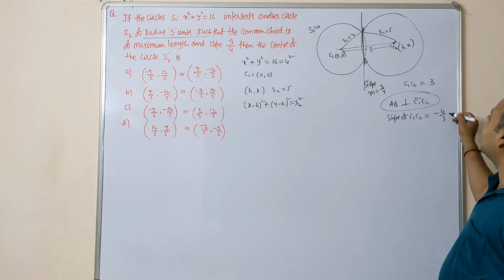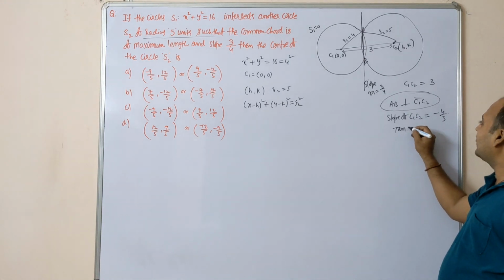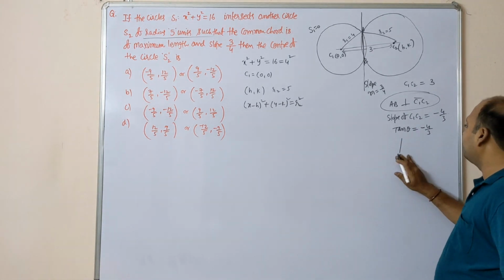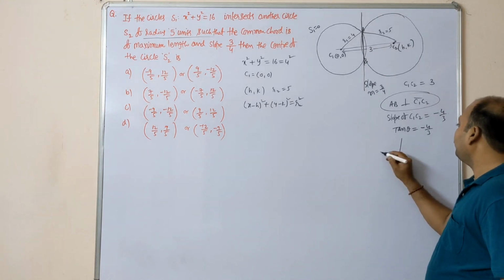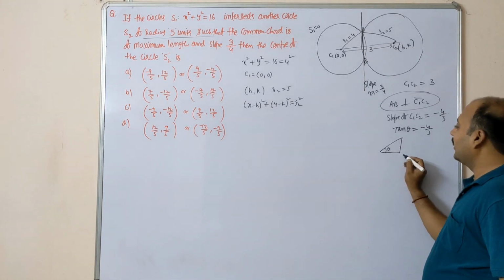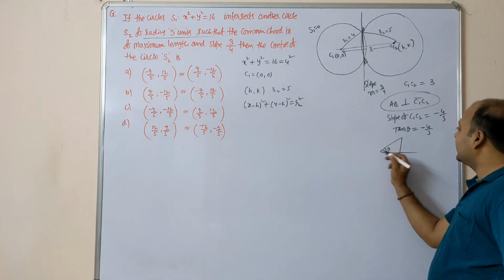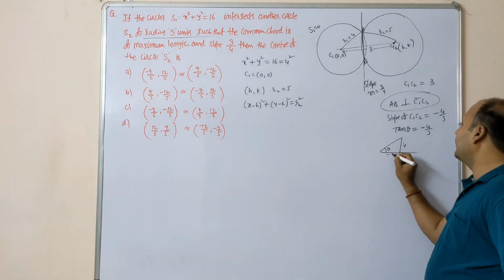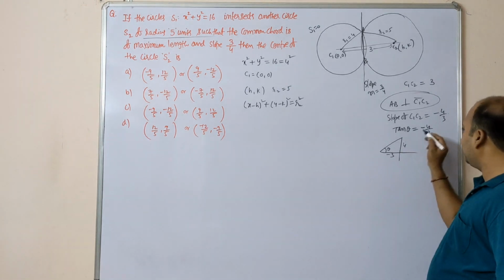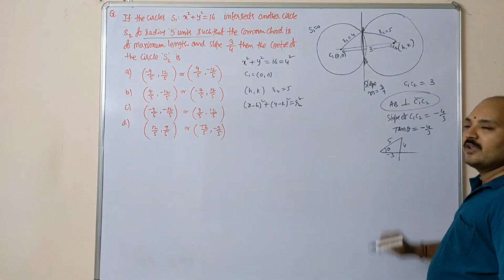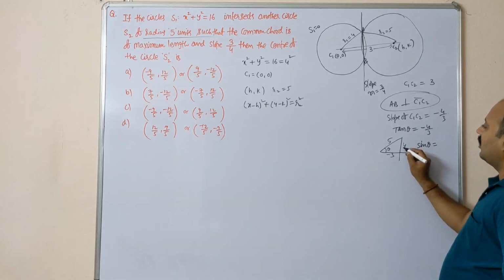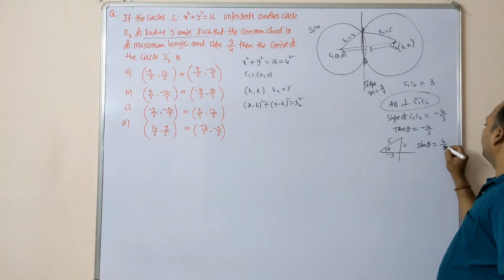The slope of C1, C2 is minus 4 by 3. So slope means tan theta equals minus 4 by 3. Draw the figure in that way. Theta you take here on the left side, like this, meaning a negative value. So 4, minus 3, and from this tan theta is minus 4 by 3. This is obviously 5, no? So sin theta, opposite by hypotenuse, is 4 by 5, and cos theta is minus 3 by 5.